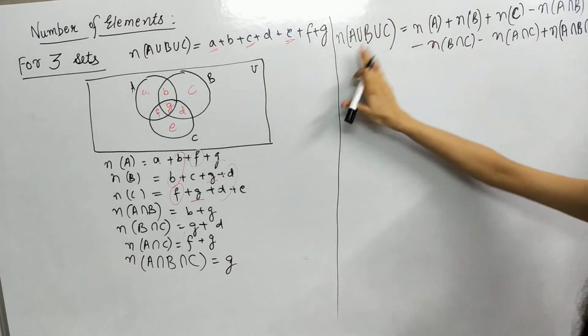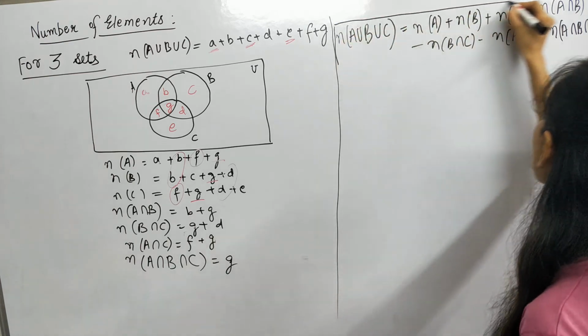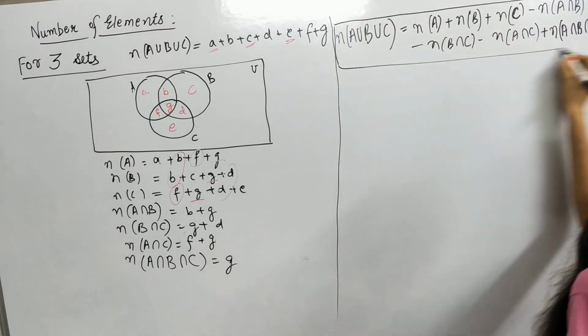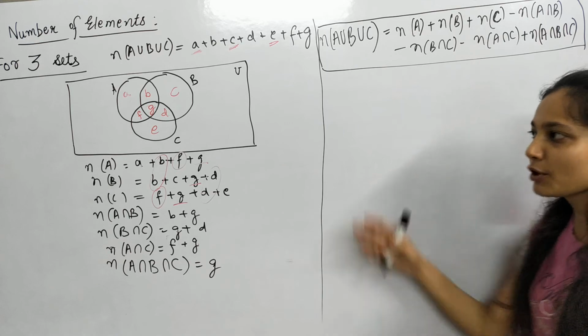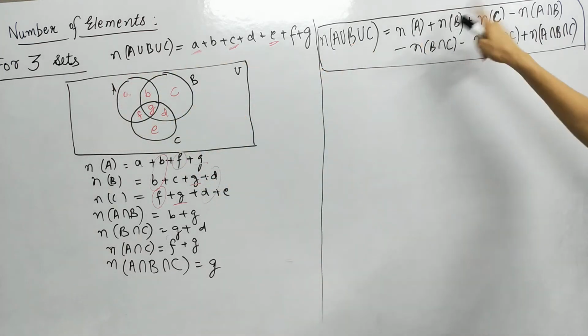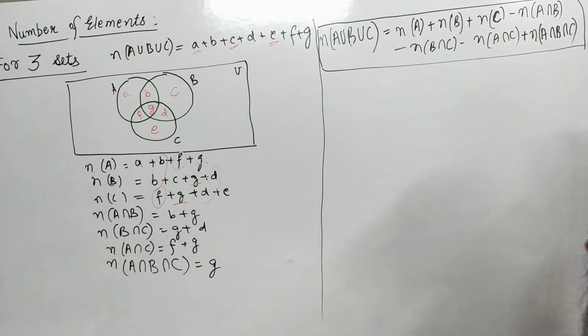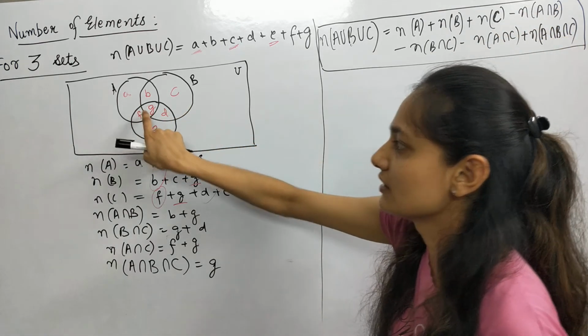So if you see, the right hand side is equal to the left hand side. This is our formula for 3 sets to count the number of elements in the set. The formula to find the number of elements in the union of the sets will be: the number of elements in A plus the number of elements in B plus the number of elements in C, minus their pairwise intersections, and adding their whole 3-set intersection once, this part.